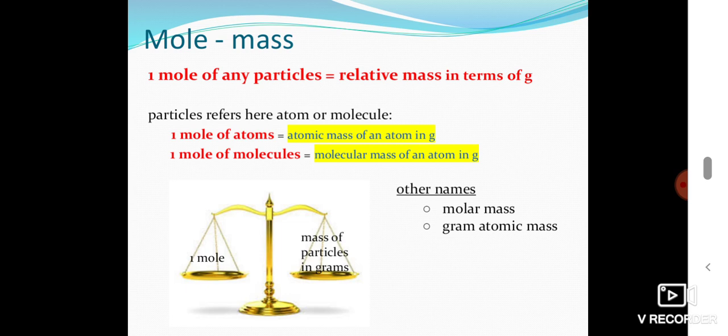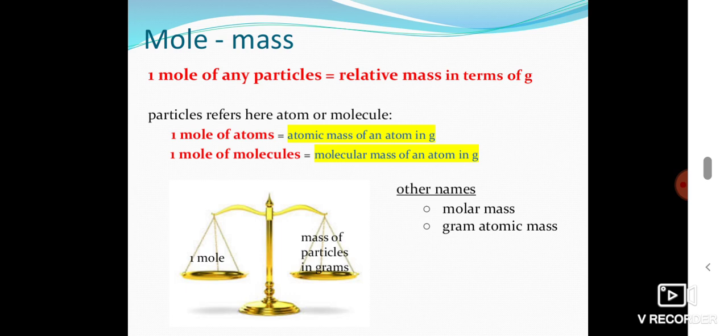What is the mass of a nitrogen atom, students? 14 U, isn't it? So each atom has a mass that is known as the atomic mass. So 1 mole of atoms is equal to the atomic mass of an atom in grams. We express the mass by the unit U, isn't it? But here we express the atomic mass in the unit of gram.